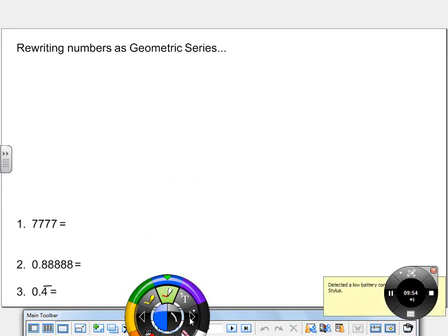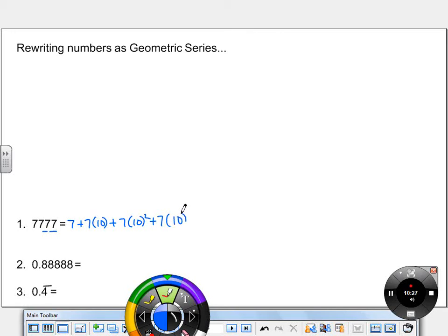All right. To write repeating numbers as series, I just want to point out that you could do it this way. We could have 7 plus 7 times 10. So we've accounted for the 7 in the ones place and then the 7 in the tens spot. Plus 7 times 10 squared. Plus 7 times, hold on 1 minute. All right, and then you can account for the ones place, the tens place, the hundreds place, and then we would account for the thousands place like this.